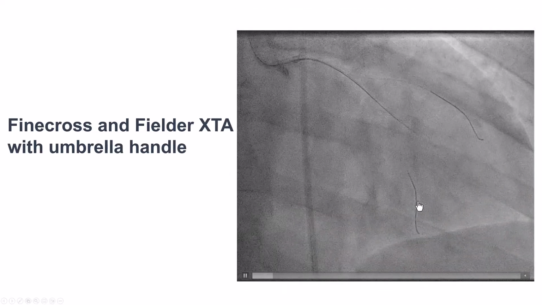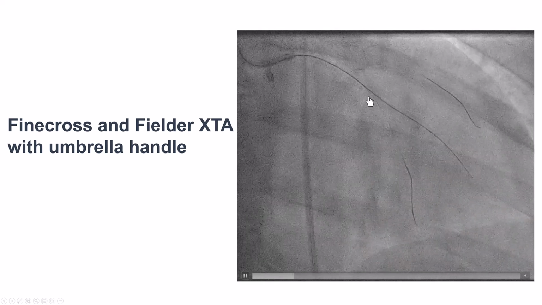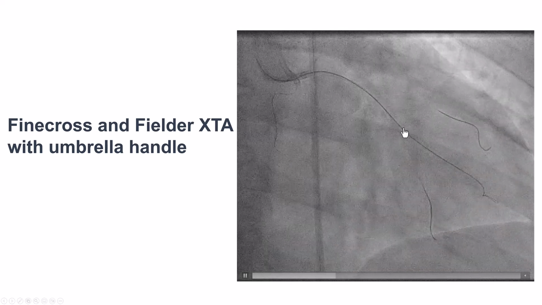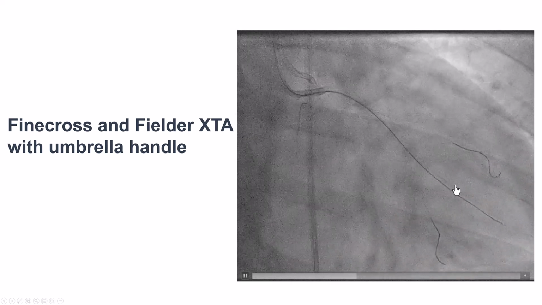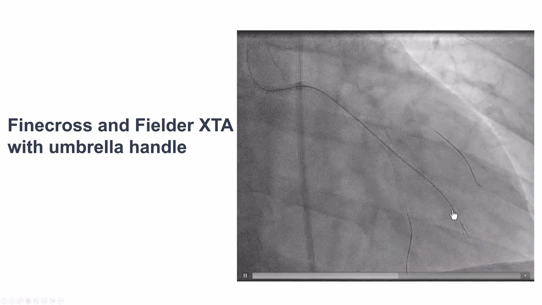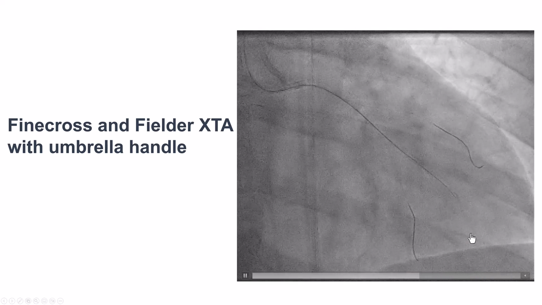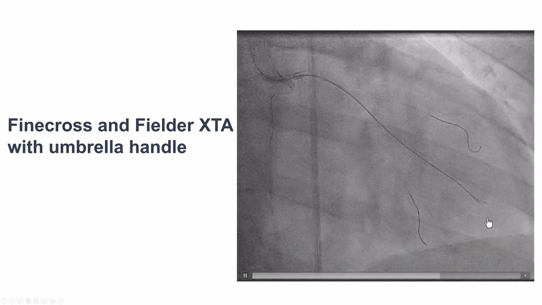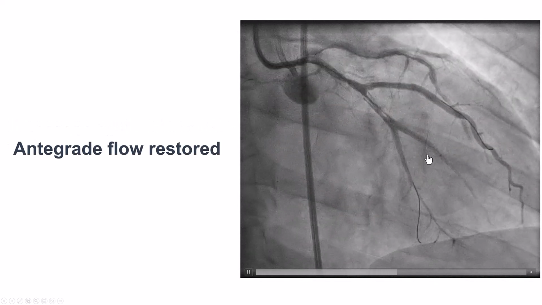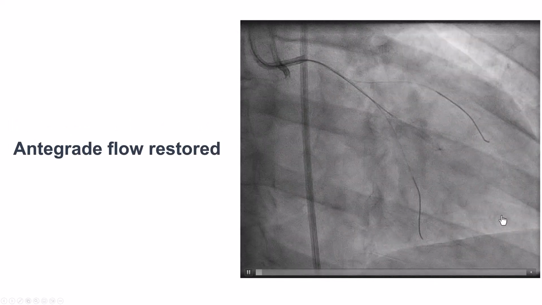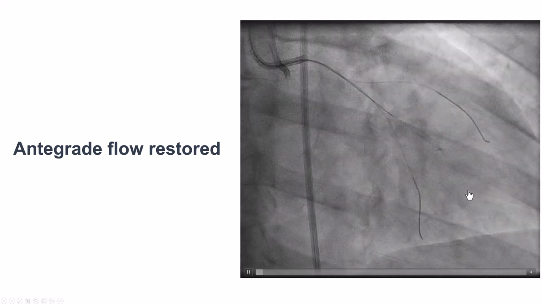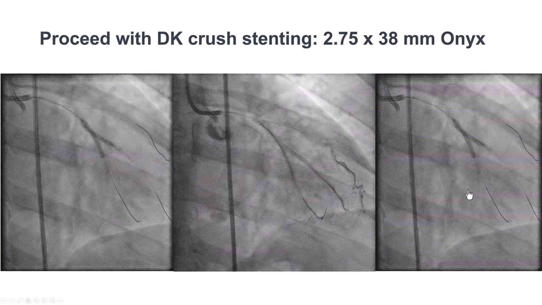So what to do next? In such situations, the simplest and most effective technique is to fenestrate from the false lumen to the true lumen using the STAR technique. So we took a polymer jacketed wire, Fielder XTA in this case. We placed an umbrella handle and then advanced the umbrella handle at the tip down. And after doing that, we were able to restore antegrade flow into the vessel. So we're able to re-enter and have TIMI 3 flow in the superior branch.